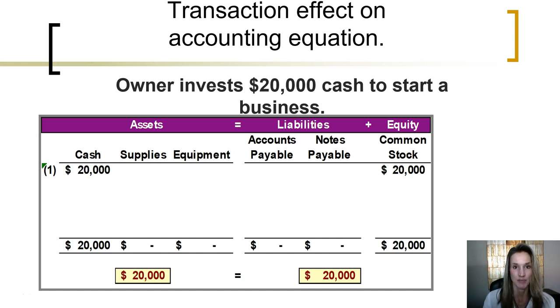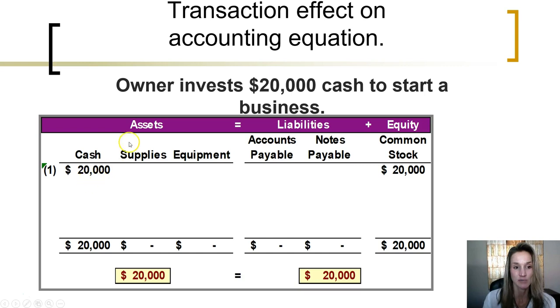For example, the owner invests $20,000 cash to start a business. So in the business's general ledger and the business's accounting records, we will record an increase to the cash and we will record an increase to the common stock because as the business received the cash, it gave the owner a share of stock in exchange.